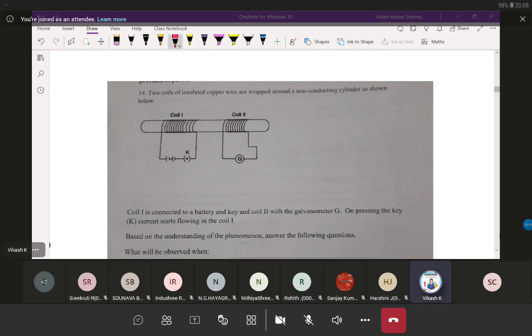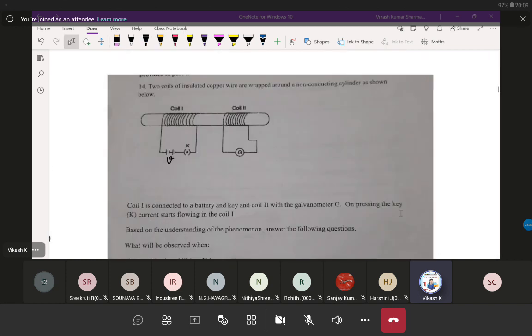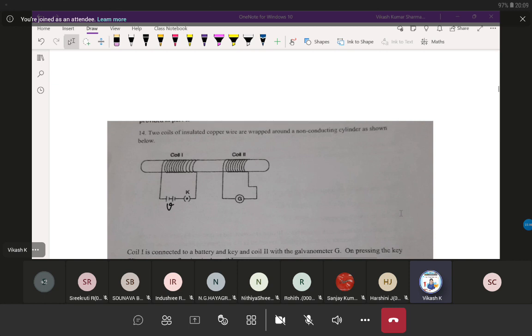Coil 1 is connected to a battery. Here is a battery, having some potential difference V. Let's assume the potential difference is V, with a battery key. And coil 2 is connected with a device, which is nothing but a galvanometer. What will it do? It will measure the deflection in the electric current. Based on the understanding of the phenomena, answer the following. What will be observed when the key is closed? If the key is closed, what will happen?